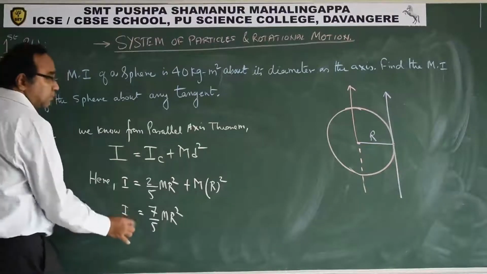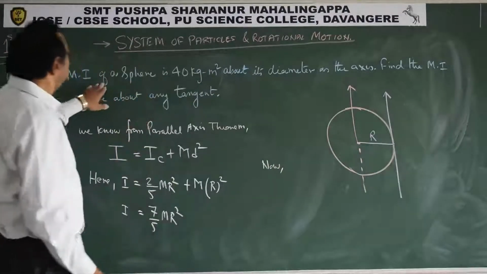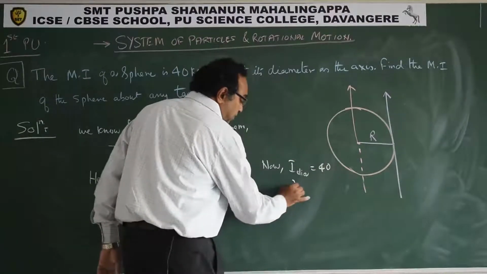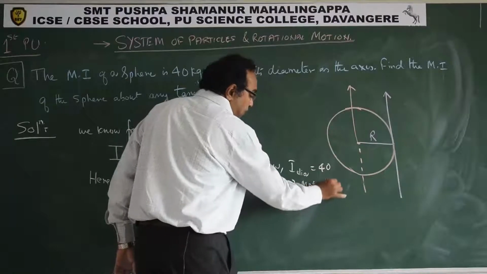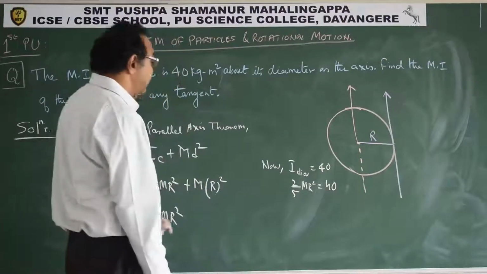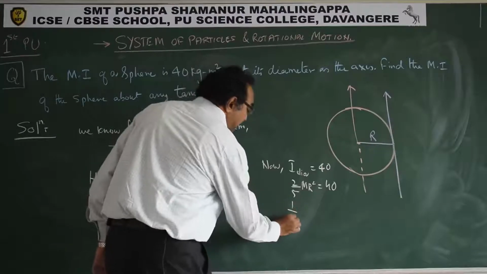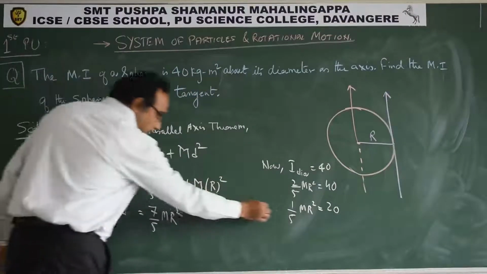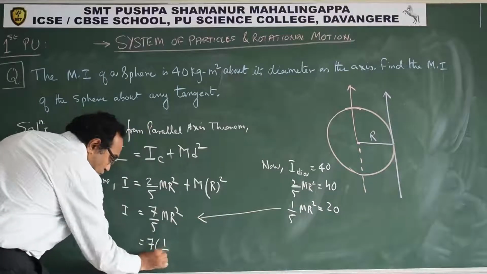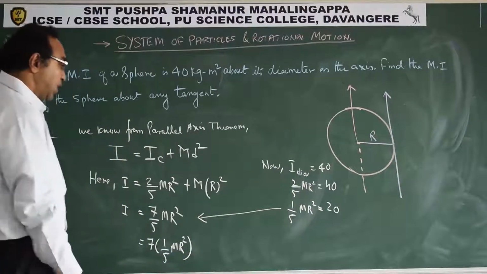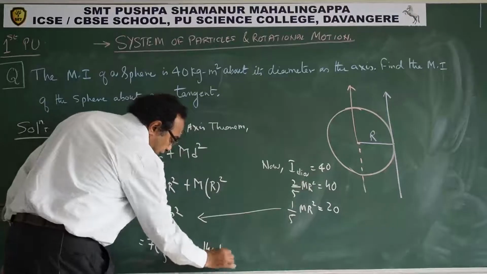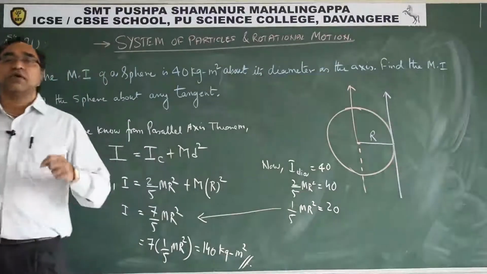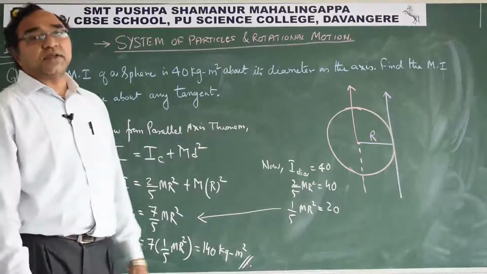Now it says moment of inertia of the sphere about its diameter is 40. So I diameter is given as 40. I diameter means 2 by 5 mr square is 40. So you can say 1 by 5 mr square is 20. So we can use this here. 7 into 1 by 5 mr square, so mr square 20, so it is 140 kg meter square is your answer. See how by rearranging the terms, there is no need of mass data, there is no need of radius data for the sphere. This is how we can evaluate such questions.